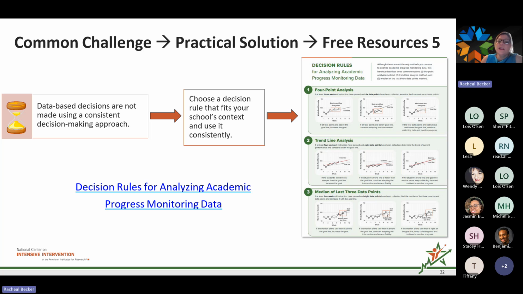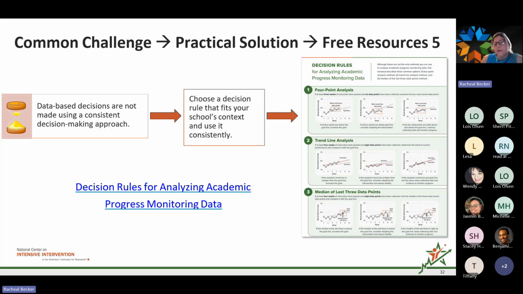And then the median of the last 3 data points. This one helps to reduce the impact of outliers. So you would take the last 3 data points and find the median. If it's above the goal line, you would increase the goal. If it's below, you would adjust the intervention. If it's on track, then you would continue. All 3 methods will lead to the same decision: adjust, continue, or increase.